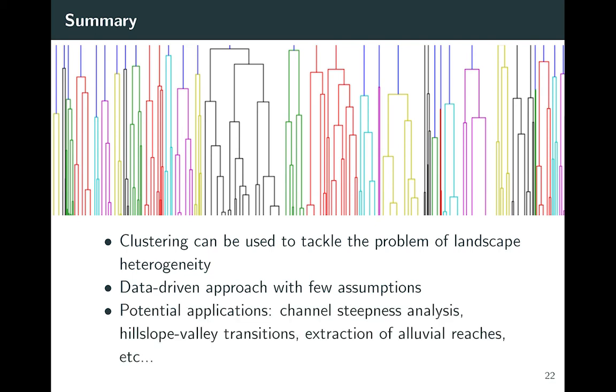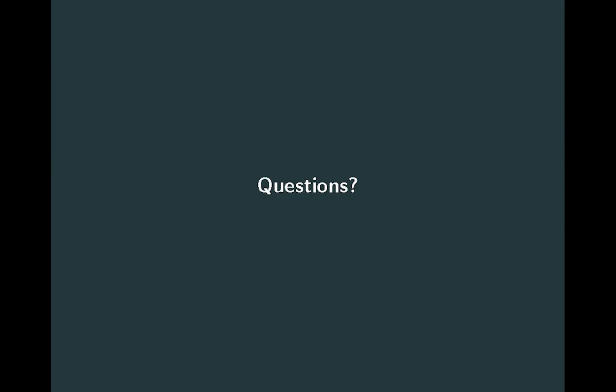I think it's got many potential applications beyond that of which I've shown here. So for example, we could look at hillslope to valley transitions, extraction of alluvial reaches, extraction of debris flows, for example. And I hope that I've shown as well that we can use numerical models as a way to test these methods before we apply them to real landscapes, to make sure that they're properly doing what we expect. So that's me. Thank you.